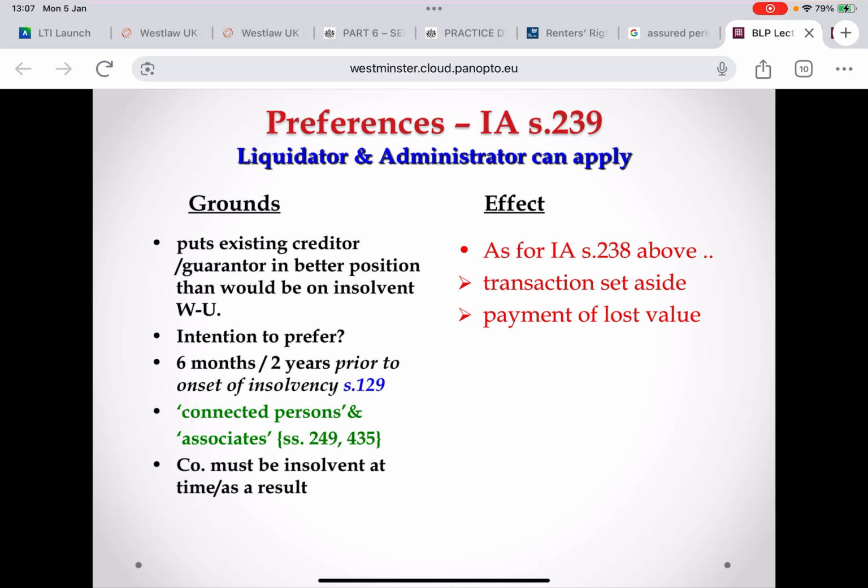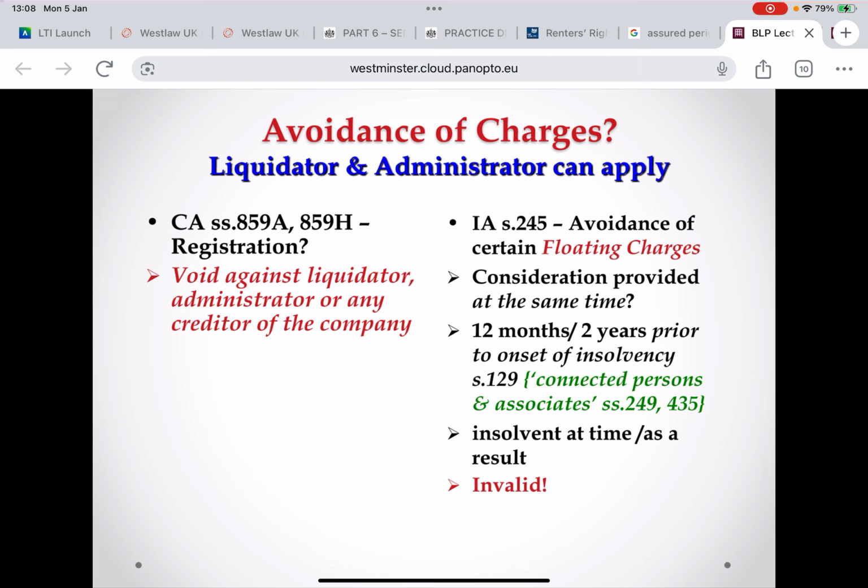So you're going to be very interested in whose favour this alleged preference was made, because it's going to impact upon whether you can show intention to prefer, and it's also going to impact upon the time periods, how far back in time you can go. All right, everybody, preferences, section 239 in your legislation manuals. And finally, everybody, the last of them, section 245.